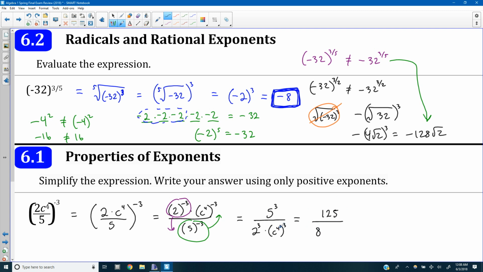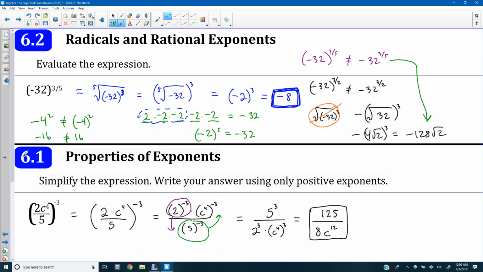And c to the 4th, all that raised to the 3rd power, what happens is you get 3 c to the 4ths multiplying, which means the 3 4s add, and that becomes c to the 12th. It's the same as taking the 4 and multiplying it by the 3 there. And that's actually your result. That's your answer. Positive exponents all the way. This fraction cannot reduce. There's no greatest common factor other than 1 for these, and so you're set.